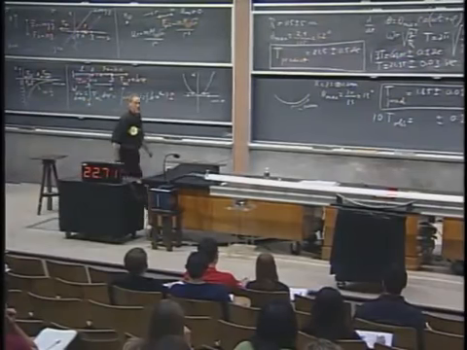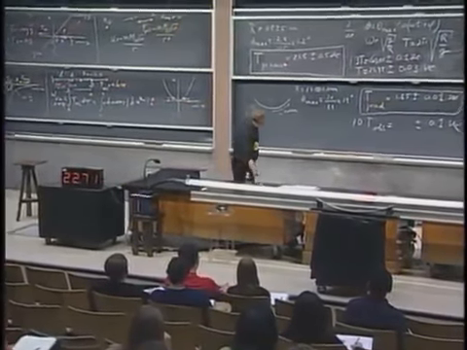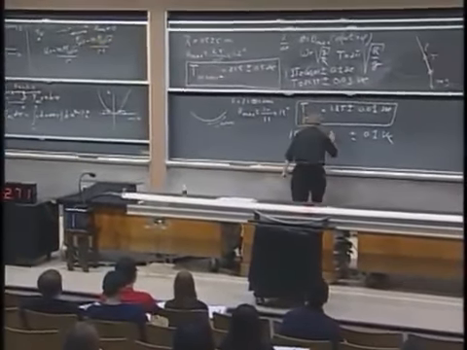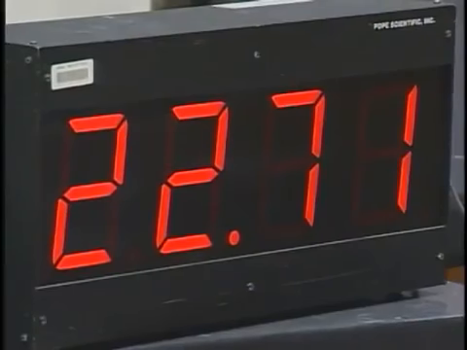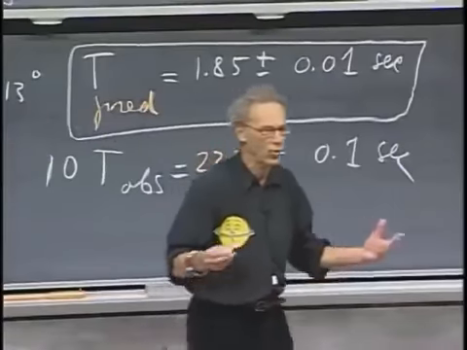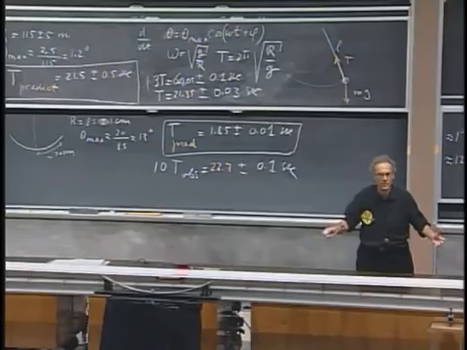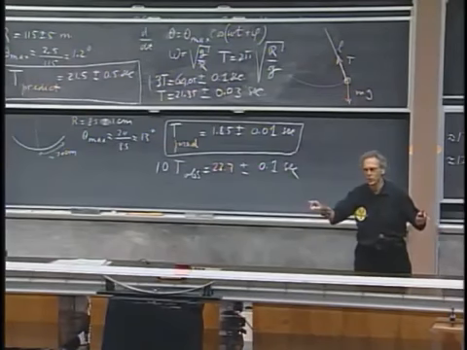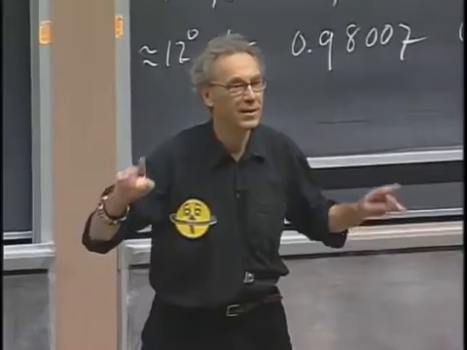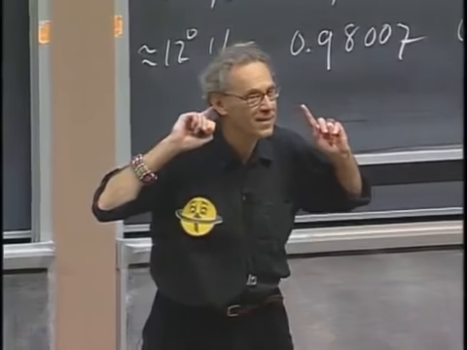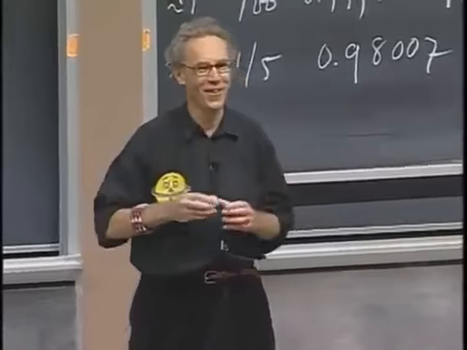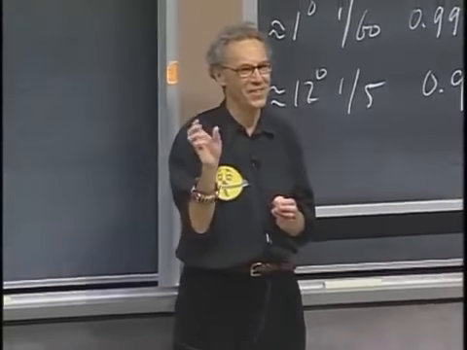22.7 seconds. It should have been 18. 22.7 seconds. There must be something fundamentally wrong with the conservation of mechanical energy. Or is there something else? And what is the difference between the two experiments? Excuse me? Oh, no, the friction is so low, that is not the reason.